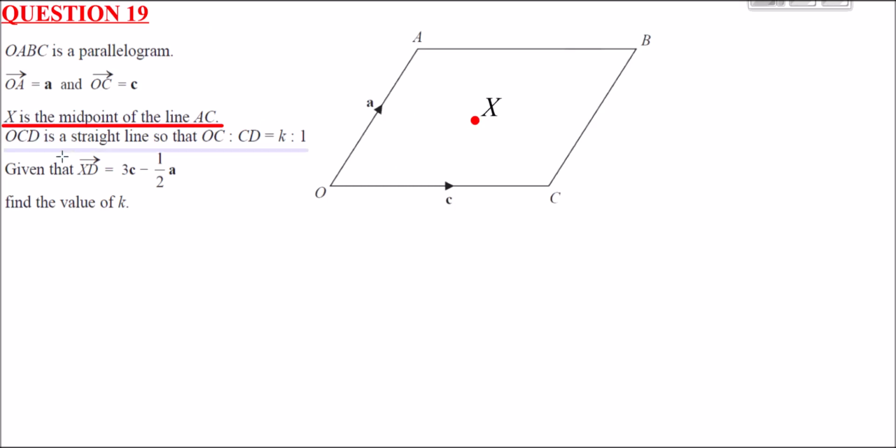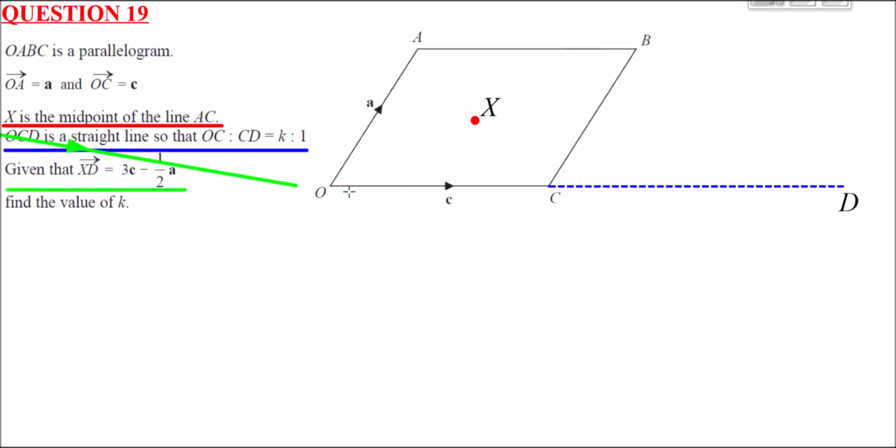Then it next says about OCD being a straight line, so OC to CD as a ratio is k to 1. So OCD is a straight line, so from O to C, D needs to be somewhere out here. So I'm going to draw this on and label that point D. Then we're told about a vector going from X through to D, which is 3C minus a half A. So I'm going to get that labelled on as well, like so. So that's 3C minus a half A. We need to find the value of k.